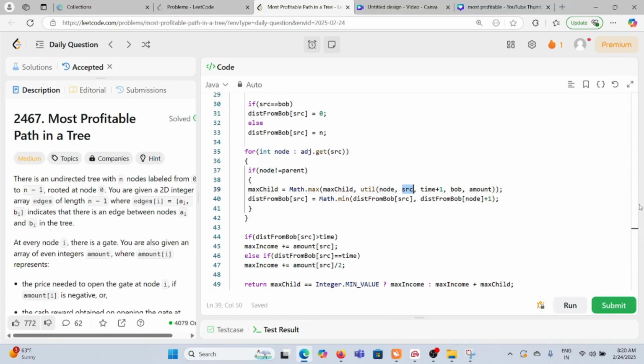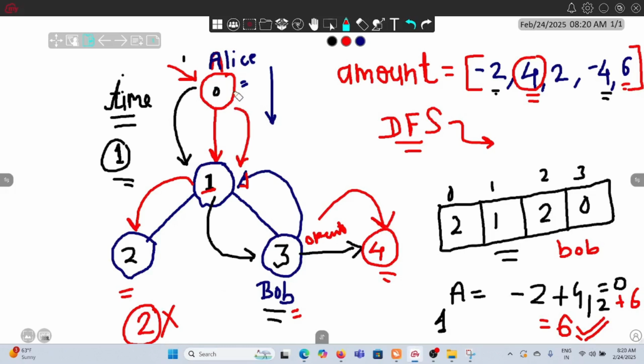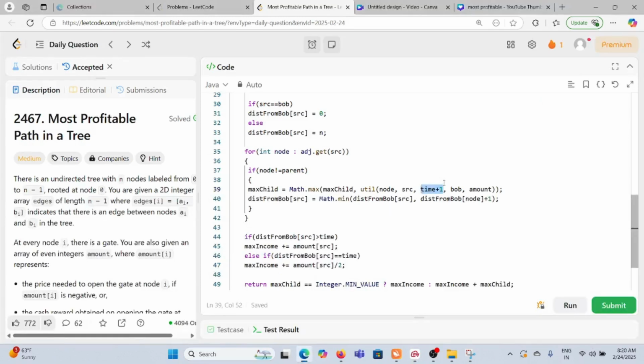The one which was initially SRC, now it is the parent of this node, because this node is coming from the adjacency list of SRC. So now, in place of parent, we moved SRC. Now time equal to time plus 1, because we are moving 1 point, right? So if we are here at t, then t plus 1 at 1, because 1 unit of time we are moving. So same way we are doing this time plus 1, and bob and amount are the variables that are given. Now see here, we are also updating the distance from bob for every point.